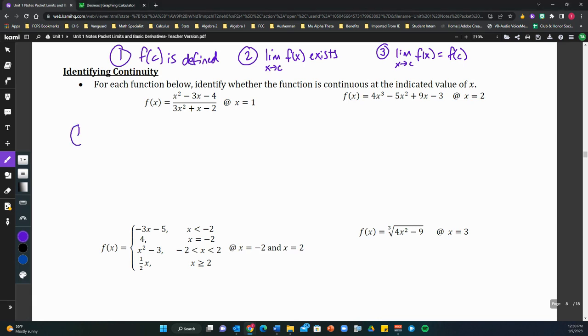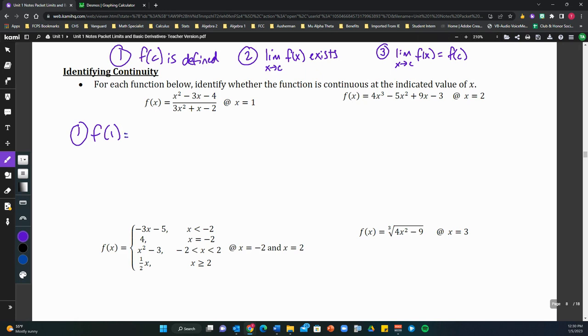So first condition here, I need to see, does f of 1 exist? Is there a value of this function at x equals 1? If there wasn't, then that means this guy breaks some kind of rule when I plug 1 in, and that would mainly be making the denominator equal to 0.